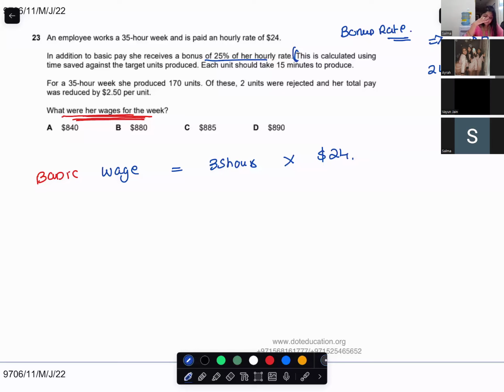This is calculated using time saved against the target units produced. Each unit should take 15 minutes to produce. What does this mean? Per unit it takes 15 minutes to produce. So if you're going to save time and produce more units, or you'll produce the units in less time, you're going to get bonus. Okay, read ahead.